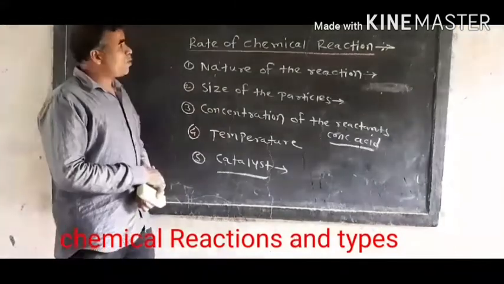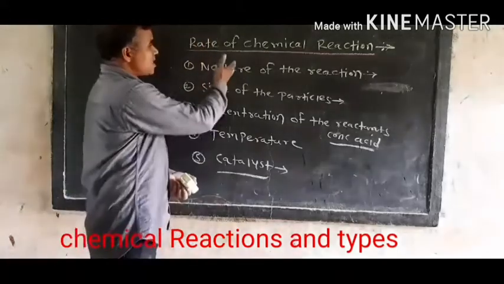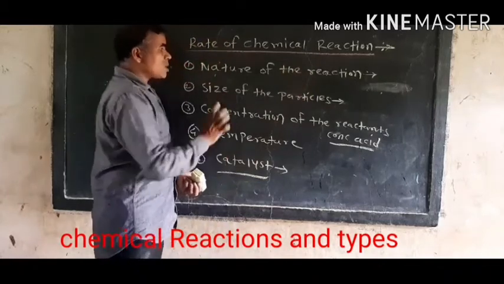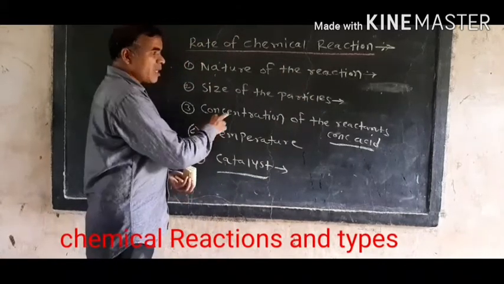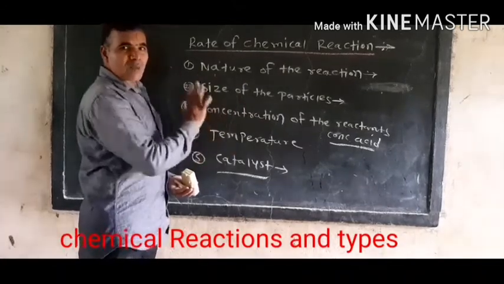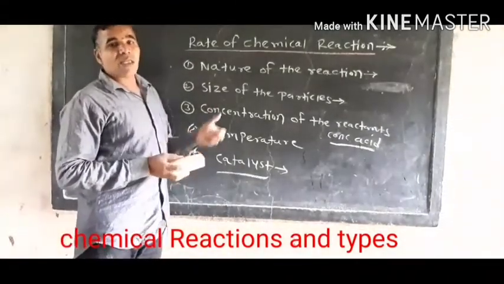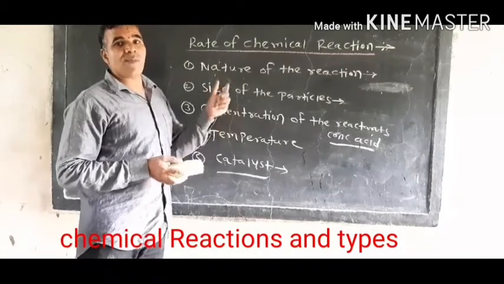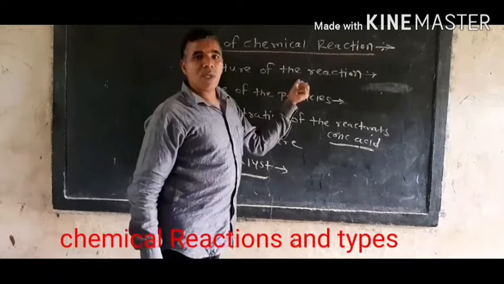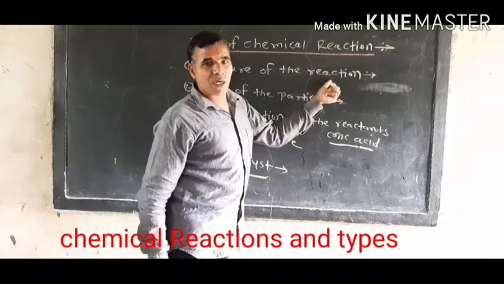If the question asks which are the factors that affect the rate of chemical reactions, these are the 5 factors: nature of the reaction, size of the particles, concentration of the reactants, temperature and catalyst. These 5 points must be written. In nature of the reactant, if there is a more reactive element, then the reaction is certainly faster.